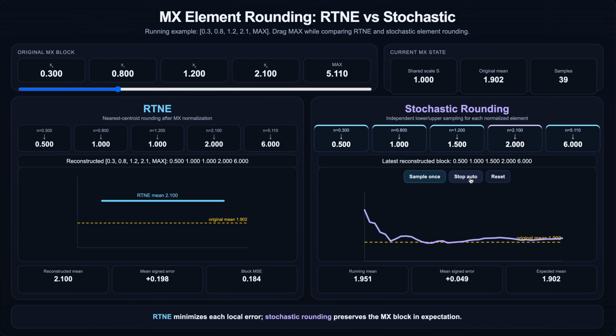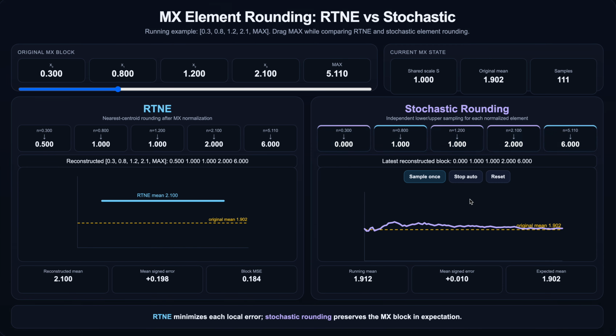As you can see, over time, your expected mean 1.902, we are very, very close to 1.902. Right? So that's the advantage of stochastic rounding compared to round to nearest even or any other deterministic rounding scheme. And for element rounding, more often than not, stochastic rounding helps. Of course, in hardware, you have to build this, and there is a penalty for that.